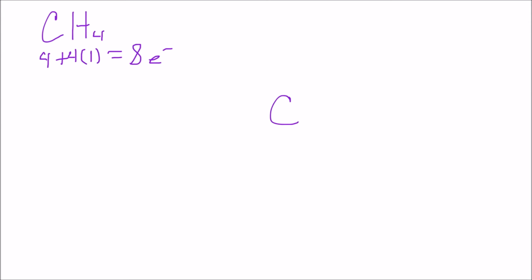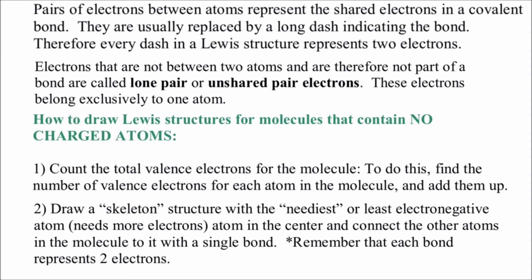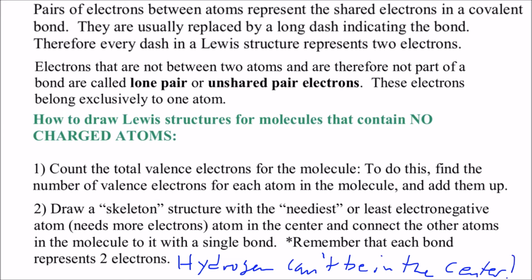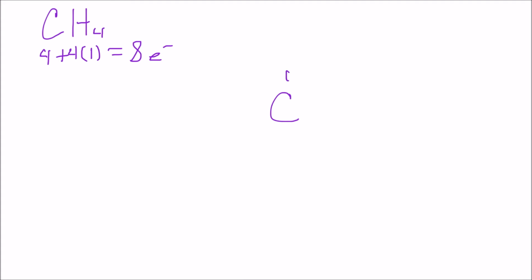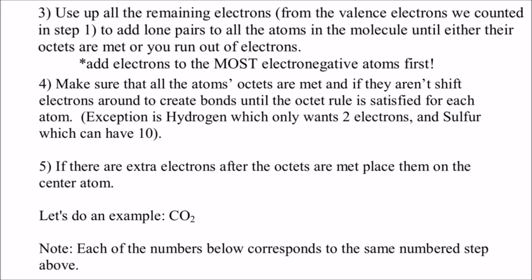Alright? So the rule here, what we're trying to do for number 2, put the least electronegative atom in the center and then connect all the other atoms to it with a single bond. And I want you to add in here, hydrogen can't be in the center. Okay? So we're going to surround it with hydrogens with a single bond. Okay, so we did step 2.